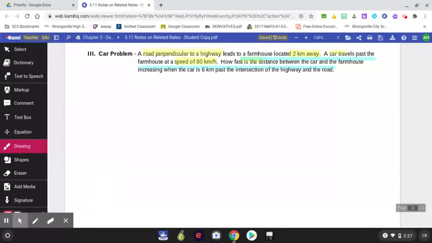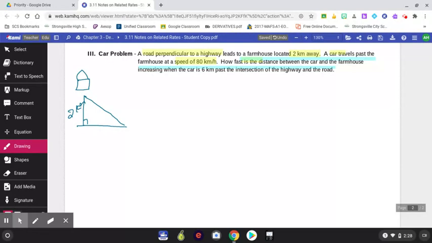I'm going to start by drawing my house. Here's my house. And I'm no artist, okay? It says that a road perpendicular to a highway leads to a farmhouse. So here's the road. It's perpendicular to the highway. That means I have this 90-degree angle. It says the farmhouse is located 2 kilometers away. In other words, this distance here is 2 kilometers. That road length is 2 kilometers.